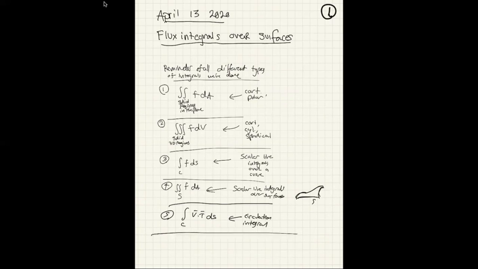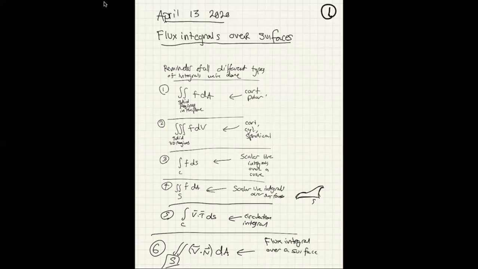And today, what we're going to be doing is the 6th kind of integral, which is the following. It's a double integral. It's going to be over a surface. And what we're going to be doing is we're taking a vector field that's present everywhere, and we're going to dot it with a normal vector, normal to the surface. Now that's a function over my surface in 3D space. So I'm going to integrate it with respect to area. And this is called a flux integral over a surface.